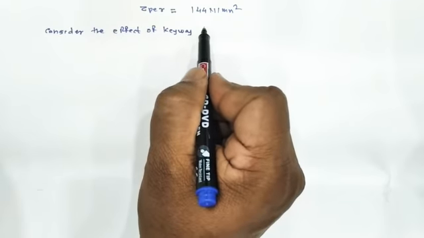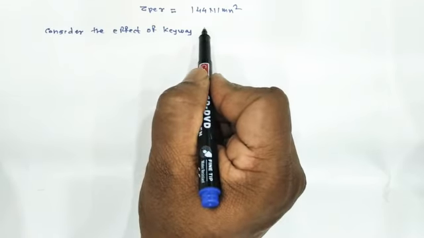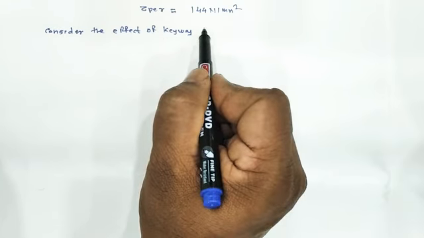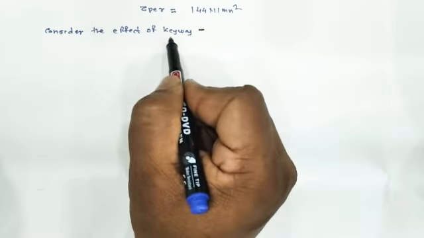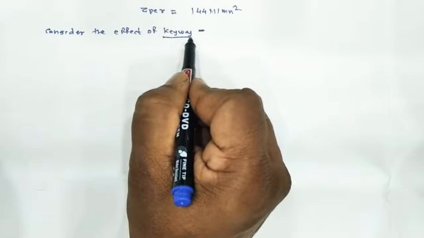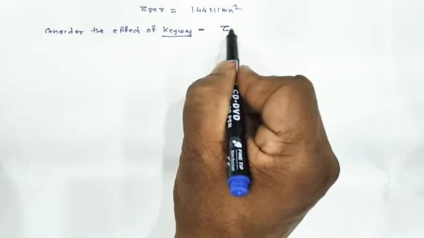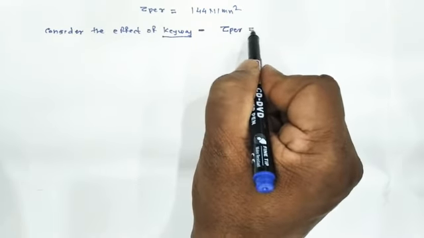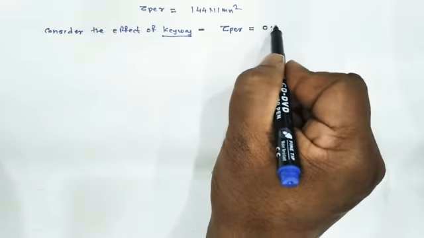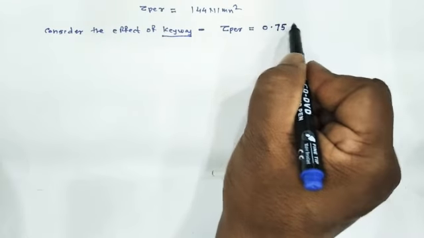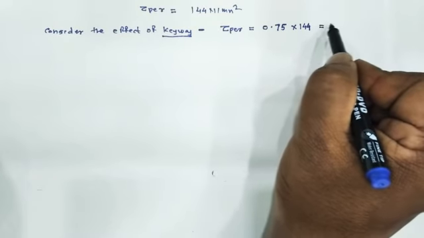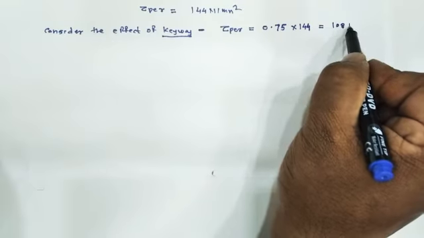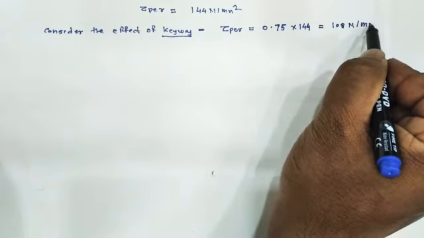As we know, if the keyway is cut on a shaft, it weakens at that location because failure may be possible due to stress concentration. According to the ASME code, if a keyway is present, the above tau permissible value is reduced by 25%. That means multiply it by 0.75 into 144. So that comes to 108 Newton per mm square.